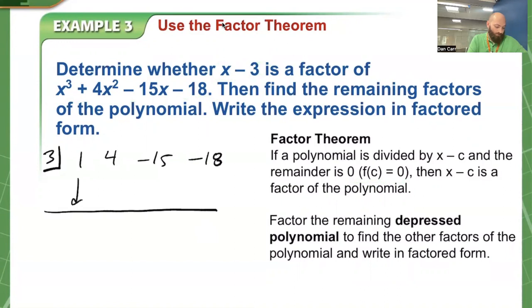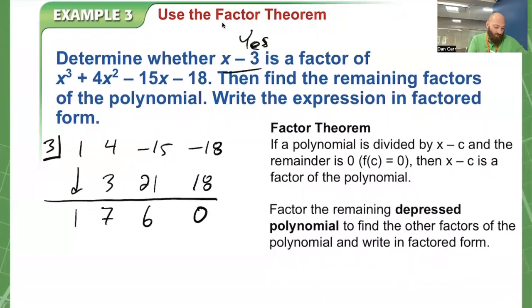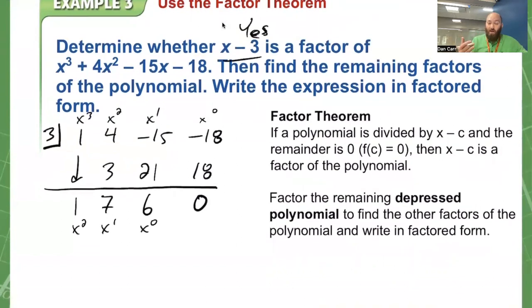So drop the 1. 3 times 1 is 3. Combine those to get 7. 3 times 7 is 21. Combine those to get 6. 3 times 6 is 18. Combine with -18 and we get 0. So we just confirmed that yes, x minus 3 is a factor. Okay, so that means when I look at what's left, remember this was x to the third, x squared, x to the first, and x to the 0. This is going to be x squared, x to the first, x to the 0. So if I were to factor out an x minus 3, this is the result.